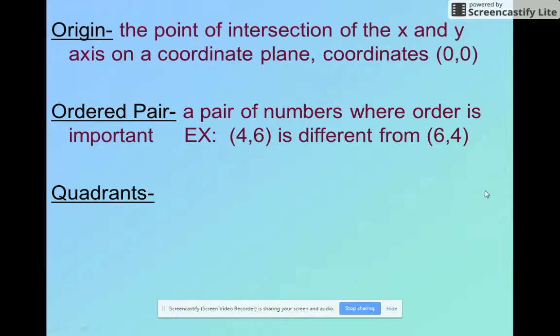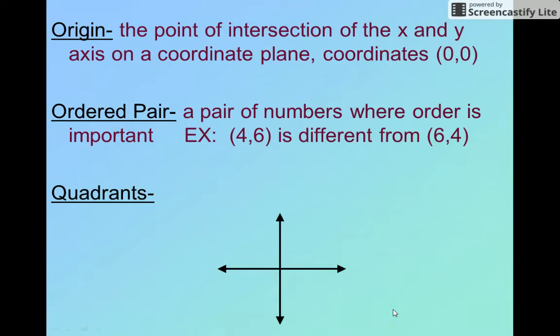We also have 4 different quadrants. Quad is the prefix of our word, and quad means 4. And the coordinate plane is broken into 4 quadrants, and they have Roman numerals that represent those quadrants. So we have Roman numeral 1, 2, 3, and 4.